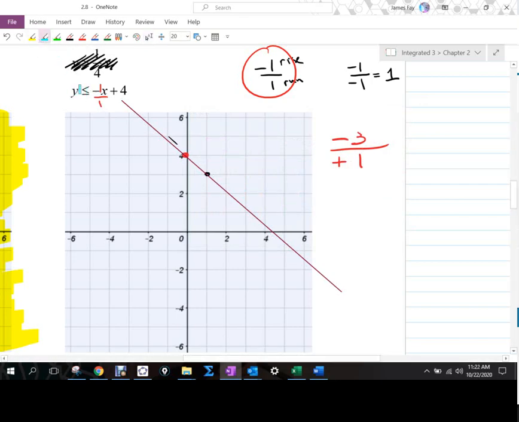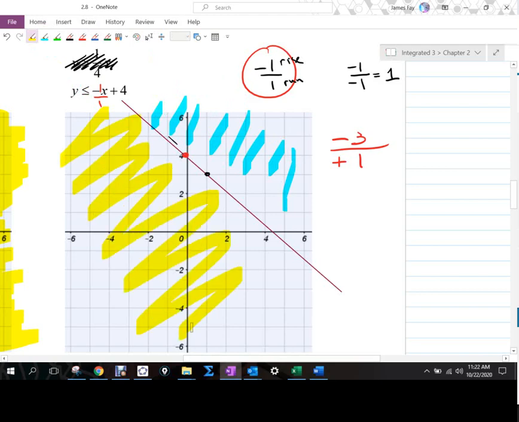Now, less than or equal to, where am I going to shade? Do I shade up here? Or do I shade over here? Which color? Yellow or blue? Why would you choose blue?